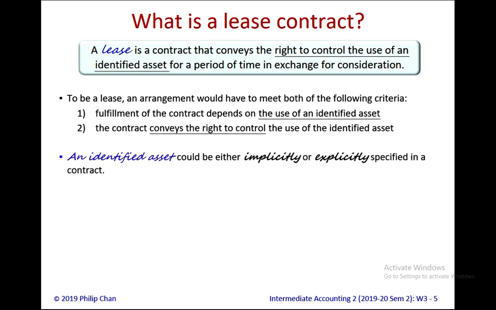An identified asset could be either implicitly or explicitly specified in a contract. Well, so what's the problem here then? Well, for instance, if you're renting an asset, obviously you usually would specify that asset in your contract. So that was explicitly specified. That's no problem usually.